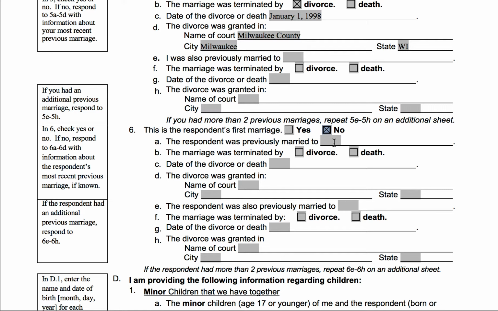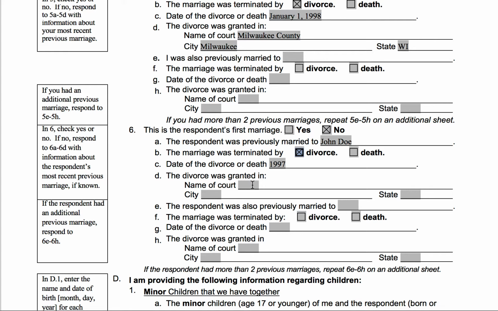That would be ideal. If you don't, and you don't have a way to obtain that information, then you're just going to put as much as you know. So maybe we know that Jane was previously married to John, we'll say John Doe. And we know he died, and we know he died in 1997, but we're not sure of all the details. Or, if they got divorced, you're going to put just as much as you know.